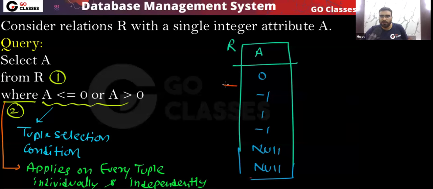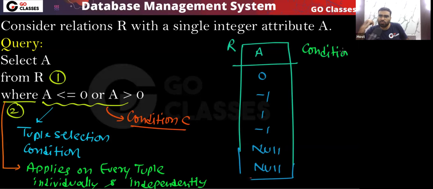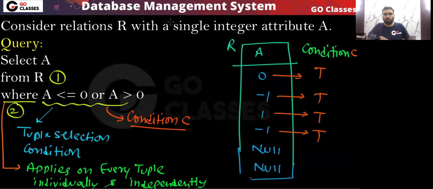So now you tell me, for this tuple, will this condition be satisfied or not? Let's call it condition C. Okay. So for this tuple, what will the condition C become? So let me write it here. For this tuple, the condition C will become true. For this also true. For this also true. For all of them, this will become true.